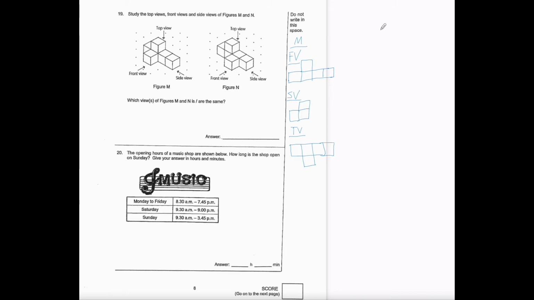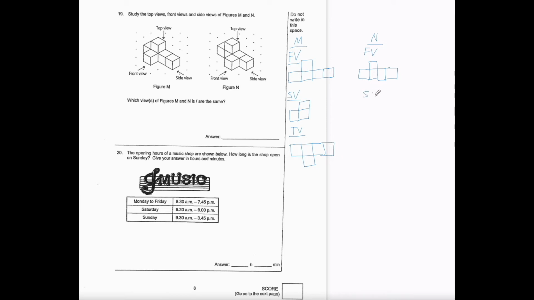How about N? Let's do it for N now. Same thing, let's start with the front view. In the front view, I'll see 1 at the left side, 2 for my second cube, and then there are 2 more at the same level, at the base level here. So 1, 2, 1, 1.